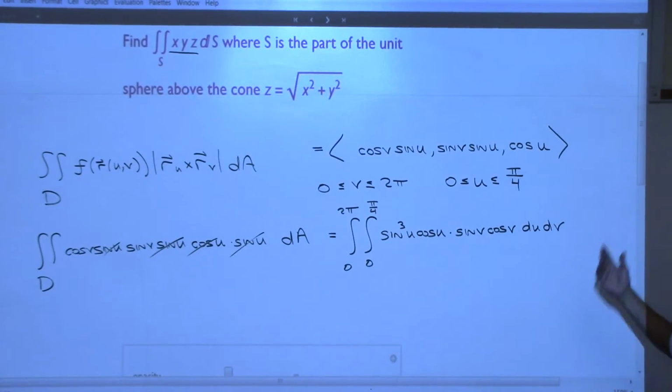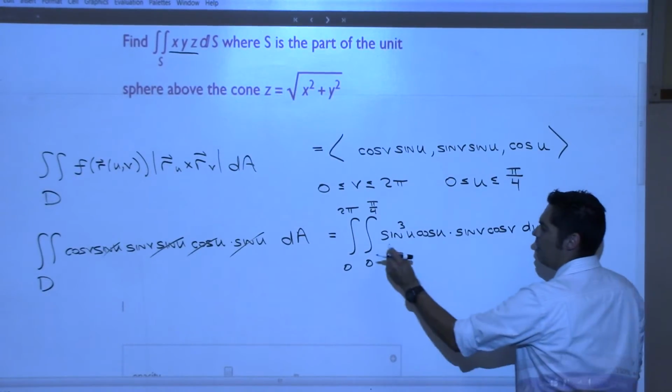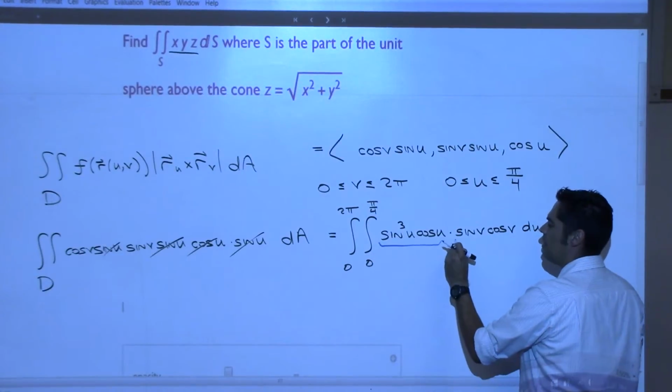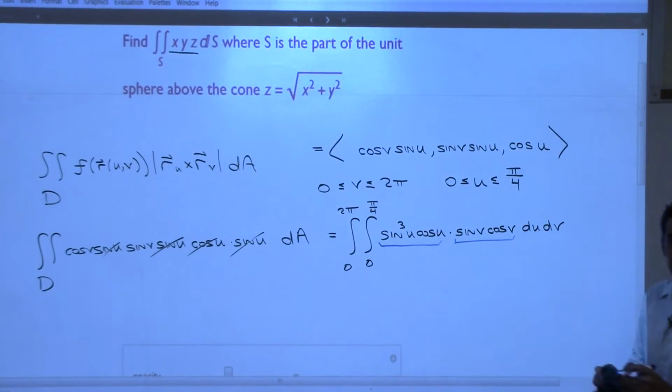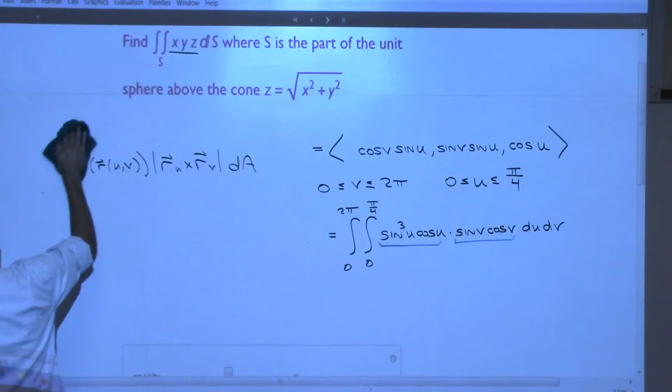And now at this point, I mean, we kind of know what we have to do, right? I'm also going to notice here that all my stuff with u's in it can be separated from all my stuff with v's, right? And when that happens, we can split this into two integrals and multiply those two answers together. So I'm just going to do it just to show off that we know what we're doing, right?